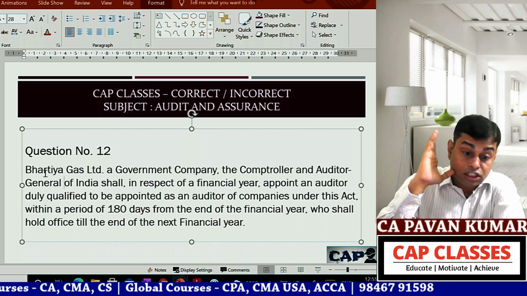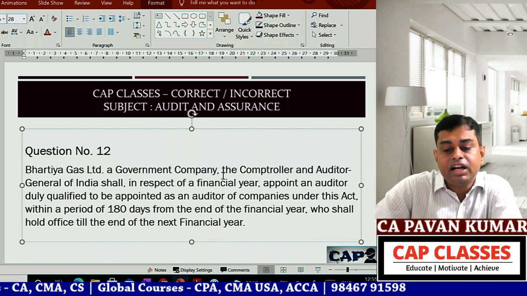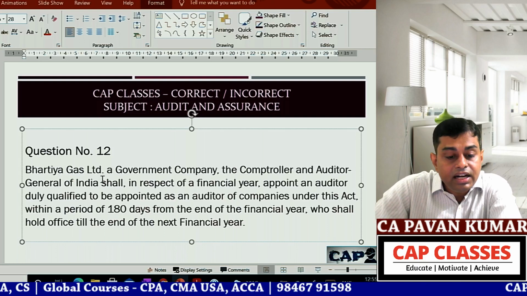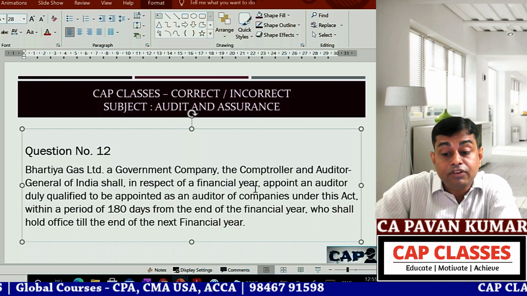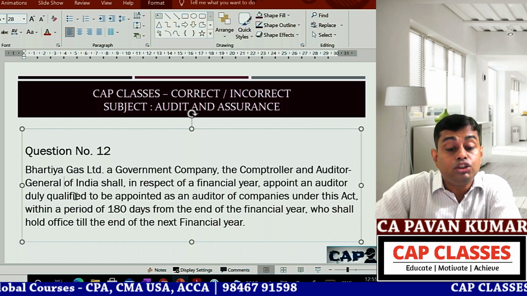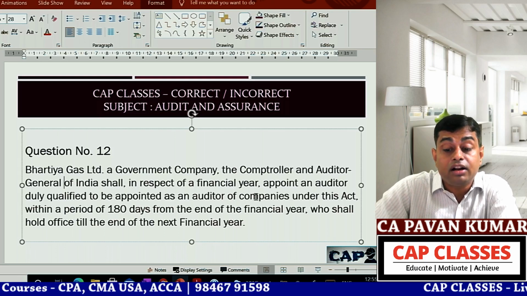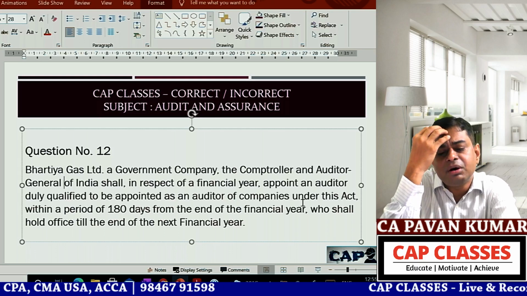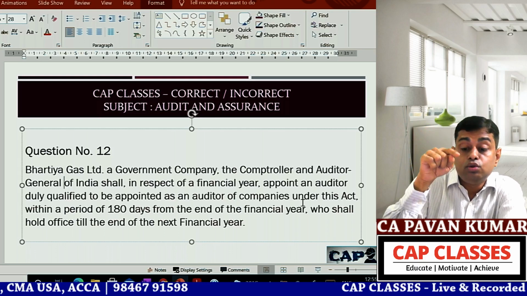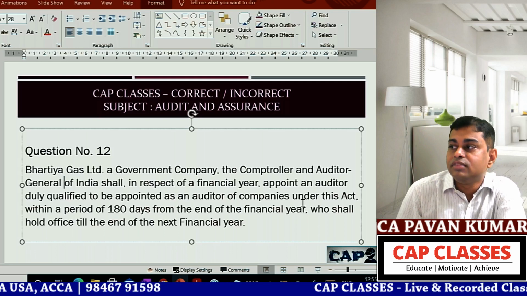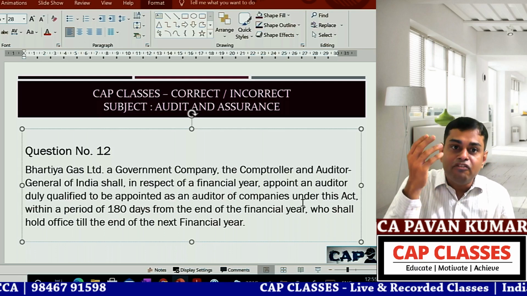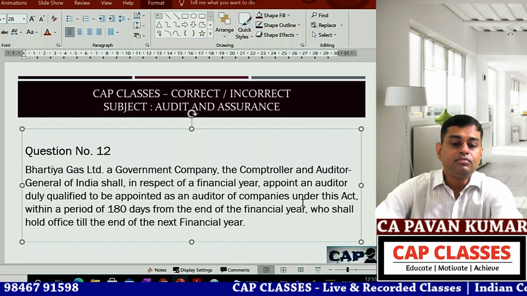Put a star mark. This is also an important question. Bharatiya Gas Limited, a government company, C&AG of India shall, in respect of a financial year, appoint an auditor duly qualified to be appointed as an auditor of the company. How much they complicate, I tell you, Amma. One, two, three, four, five lines of question is there, and there are no full stops. Only people like Swami Vivekananda can understand this English.